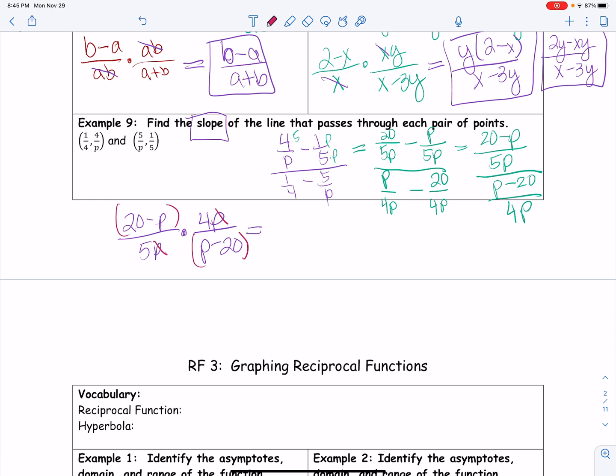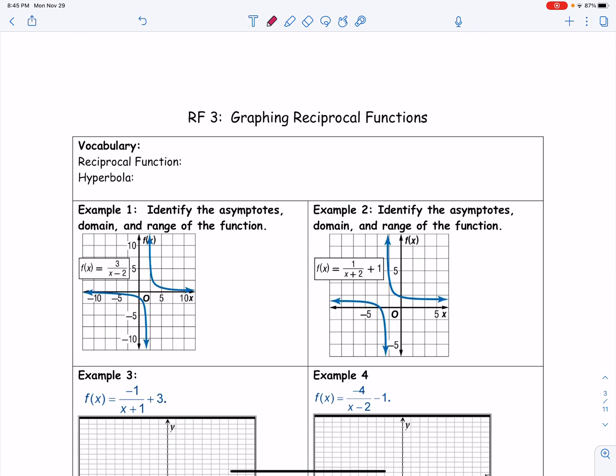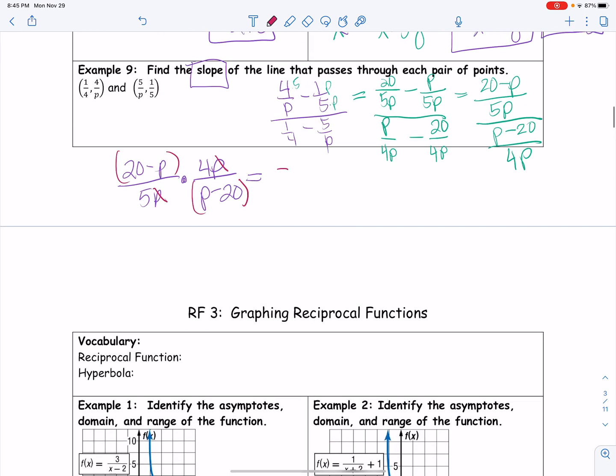Because if I put like 12 in, 20 minus 12 is 8. 12 minus 20 is a -8. When you divide that, you get a -1. So this answer would actually be -4/5. That is the answer to this question because my p's cancel and these would cancel to a -1.